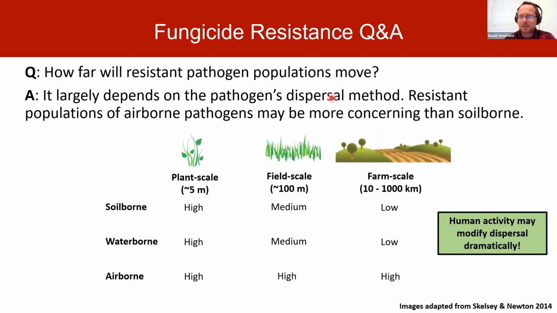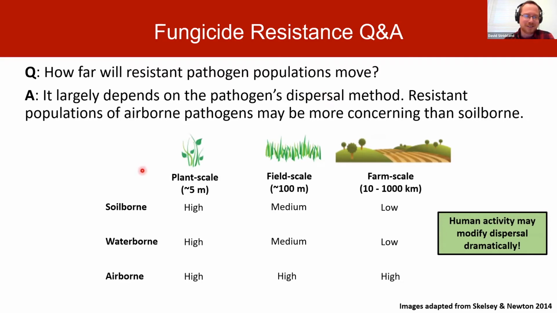And I'll say here that it largely depends on the pathogen's dispersal method. This comes down to the biology of the pathogen and has nothing to do with whether or not it's resistant to a fungicide or not. In general, airborne pathogens are the most concerning. We've learned that, with a human pathogen relatively recently.